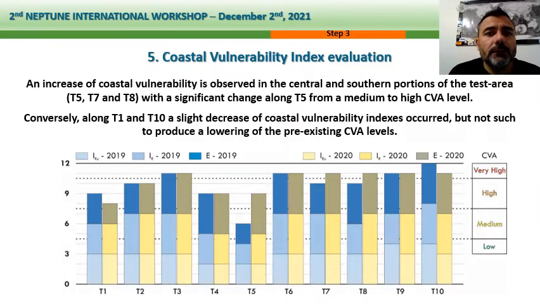Finally, combining the different indices allows observing that an increase of coastal vulnerability is also observed in the central and the southern portion of the test area, for example T5, T7 and T8, with a significant change along T5 from a medium to high CVA level. Conversely, along T1 and T10, a slight decrease of coastal vulnerability indexes occurs, but not such as to produce a lowering of the pre-existing CVA levels.